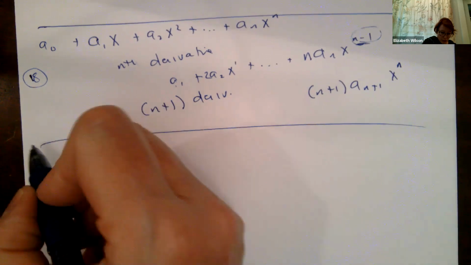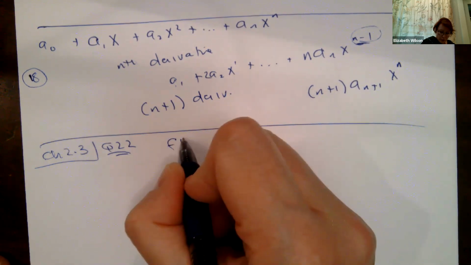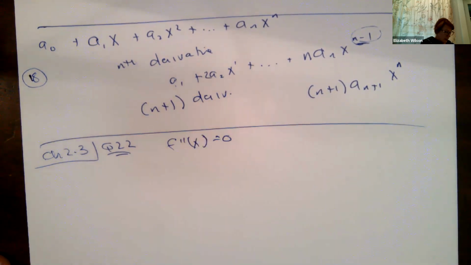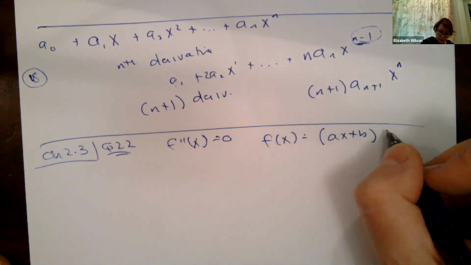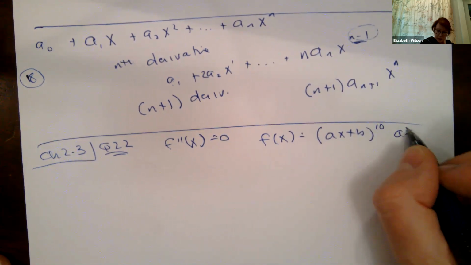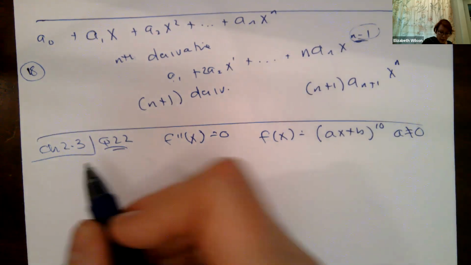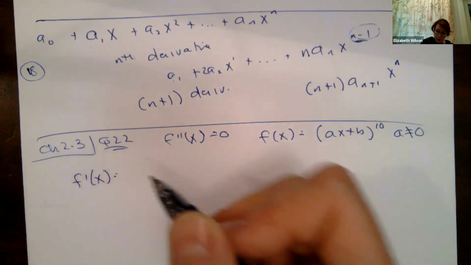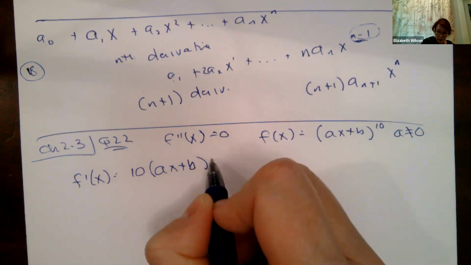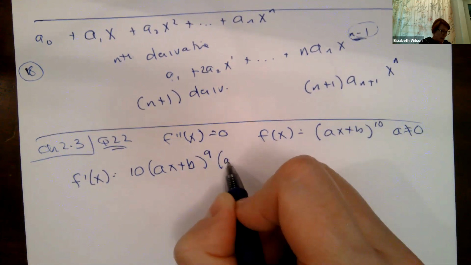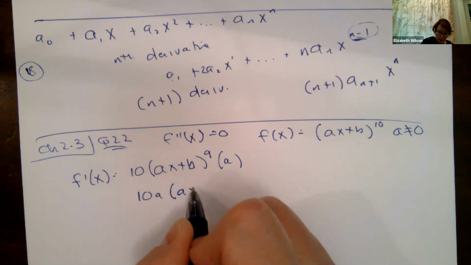Oh yeah, so this is chapter 2.3, question 22. We want to know where our second derivative equals 0. We're given our function (ax plus b) raised to the 10th power, and we say a does not equal 0, because otherwise, if a equals 0, it's just a constant term. So now my first derivative: I do the power rule, 10 (ax plus b) to the 9th, because I subtract 1, and then I do the chain rule times a. So this becomes 10a (ax plus b) to the 9th.